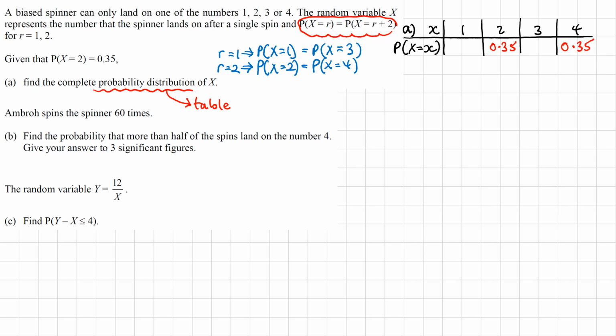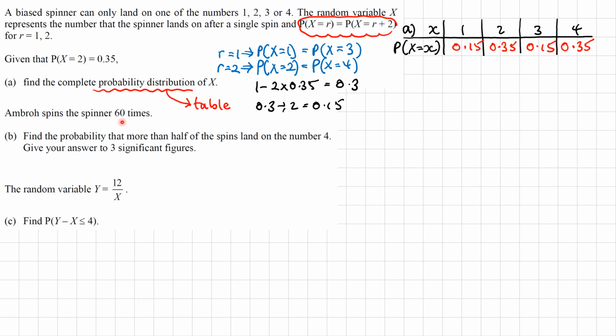To find the remaining probabilities, we're going to add these two up and take them away from 1. So 1 minus 2 times 0.35 gives us 0.3. That needs to be shared out between the outcomes 1 and 3. We know they're the same, so 0.3 divided by 2 gives us 0.15. So that gives the probabilities for 1 and 3 as 0.15.